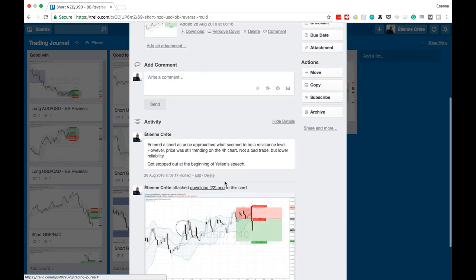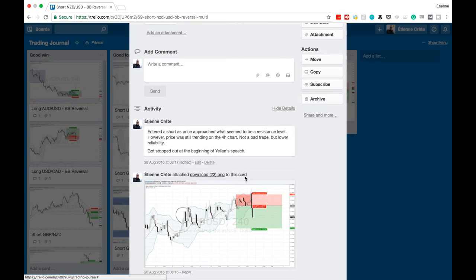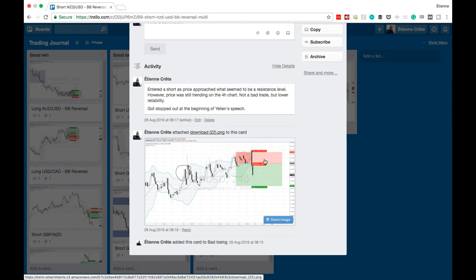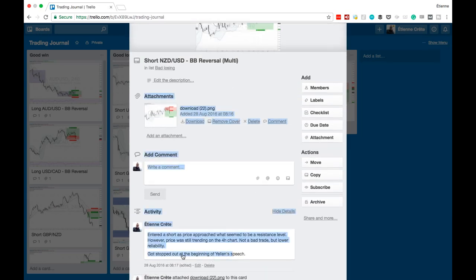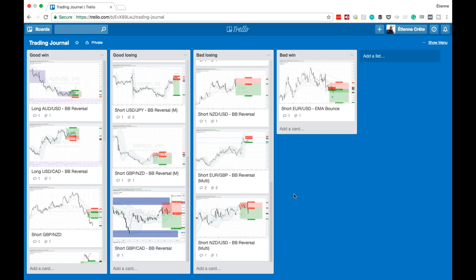Let's say this one. This one is pretty well explained. Enter the short, not a bad trade, but the reliability was low because there was a speech or something. So that trade was not really respecting the plan. Even though the setup is good, the reliability was not that high, so I should not have taken that trade. This is where I'll take those lessons, right? Those are lessons that I can use after and write about, journal about in my own paper journal or wherever I want to journal about those.